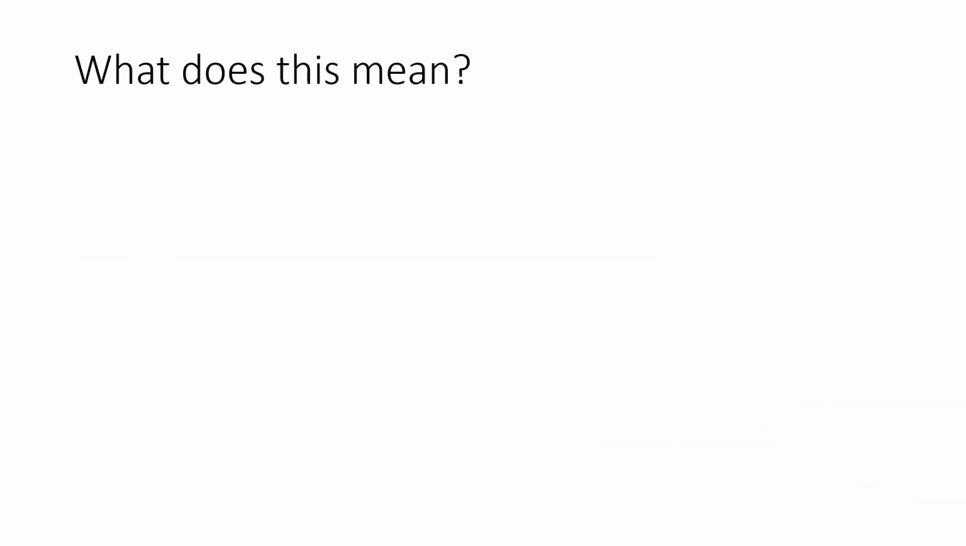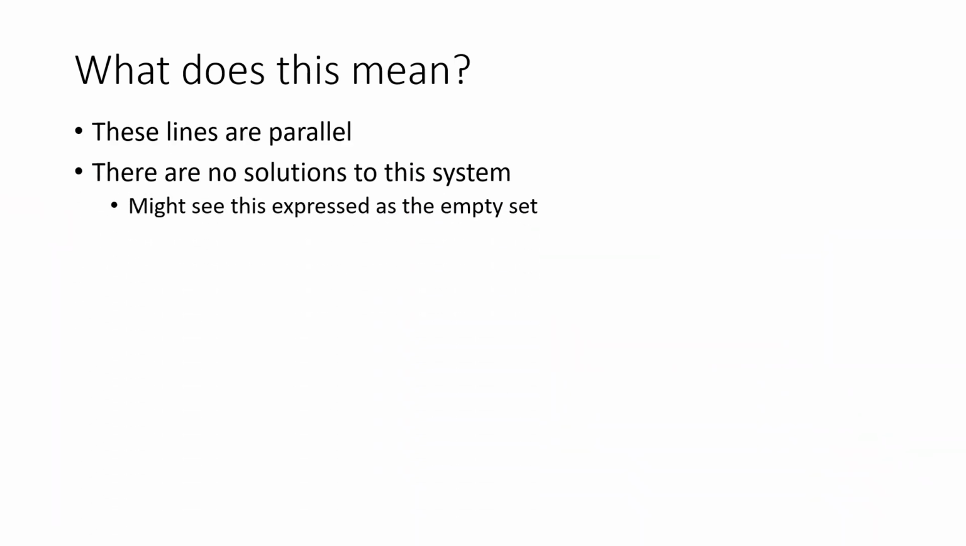So what does this mean? This means that these lines are parallel, which means that they do not intersect and that there are no solutions to the system. And this one is a little bit easier to see. Like there are no solutions. So typically at the Algebra 1 level, it would be acceptable for students to simply write no solutions, okay?